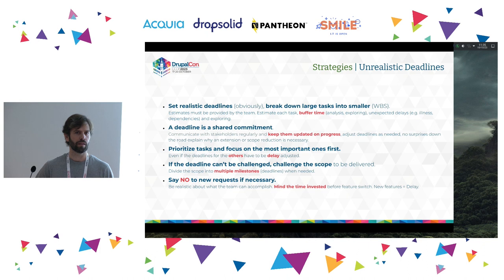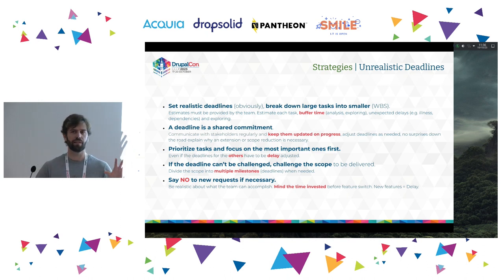So stakeholders should also help in order to achieve the deadlines. To let them help us, we need to keep them updated on the progress of the project, and be open. It's better if we prioritize the most important tasks first, so that if we need to address new information or adapt a task, we have free time to do it. And this is key: if the deadline can't be moved because it needs to be released for any marketing reason, we should challenge the scope that will be delivered at that time. We can even decide to have multiple milestones. This is going to be delivered in the first release, and this will be delivered after, and so on.